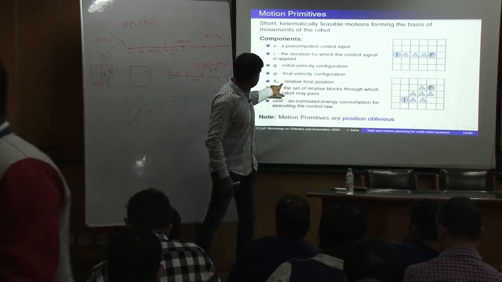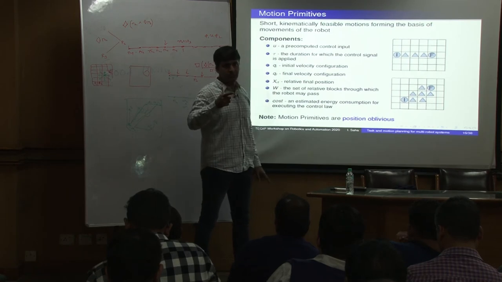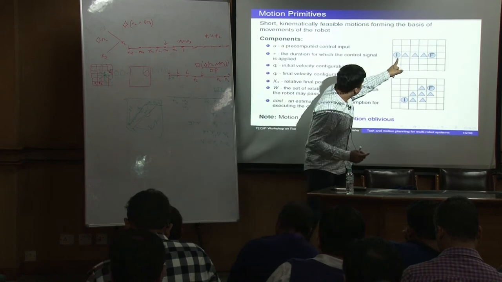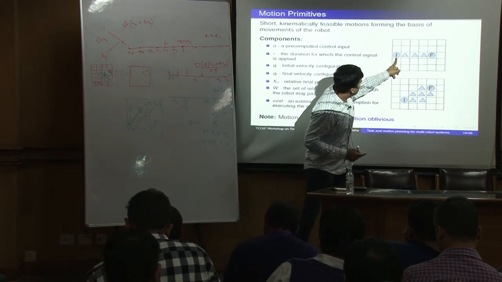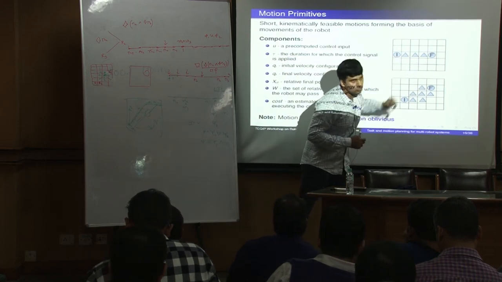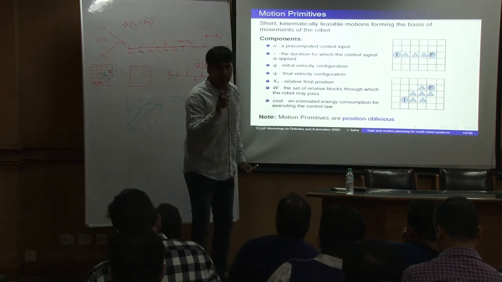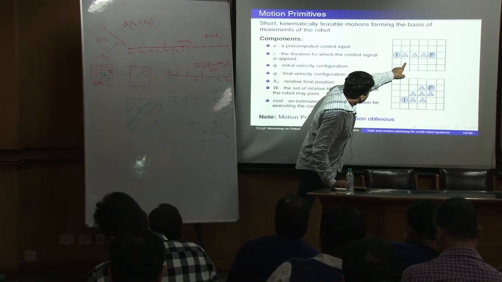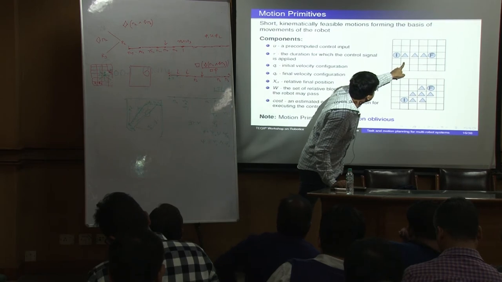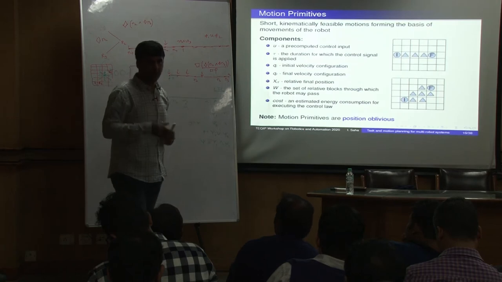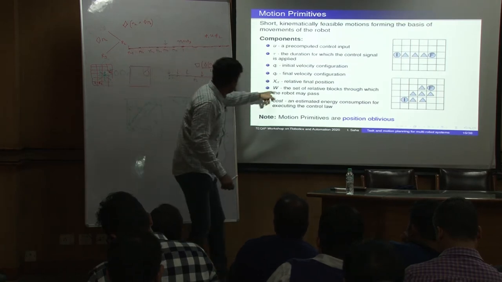Then we have this XRF. That's the relative position, right? So it says that if the robot is here and I apply this motion primitive, then XRF is, say, 4-0, which means that after the execution of this motion primitive, the robot will be here. But these motion primitives are generally position oblivious. I could also apply this motion primitive here if the robot satisfied this precondition, and in that case, the robot could come here. So this is relative to the initial location, not an absolute thing. And then we have this W.